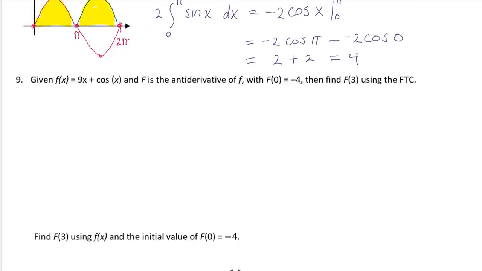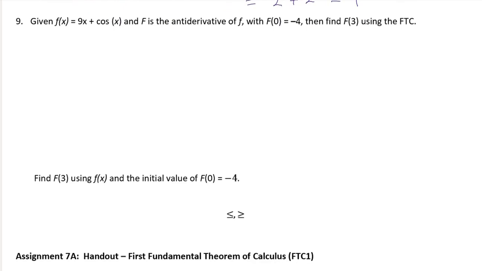All right. Number 9, given f of x equals 9x plus cosine of x, and capital F is the antiderivative of lowercase f, with F of 0 equal to negative 4, find F of 3 using the fundamental theorem of calculus. So this is an initial value problem again. We have a derivative function, we're supposed to evaluate F of 3, and the only thing we know about the original function is that F of 0 equals negative 4. Those are both x values.